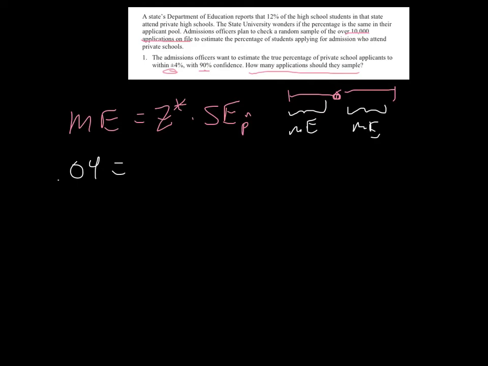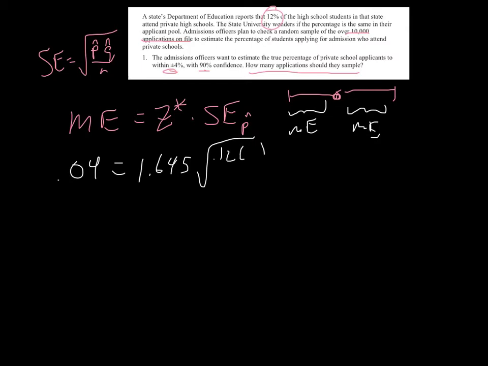90% confidence gives us a z star of 1.645 times the square root. Standard error of p hat is defined as the square root of p hat q hat over n. We don't yet have a p hat, so we'll use the given 12% as a reasonable estimate at this point. We have no reason to believe otherwise, and it's probably pretty close. In cases where we don't have any information, we would use a p hat of 0.5, which would be erring on the side of caution.